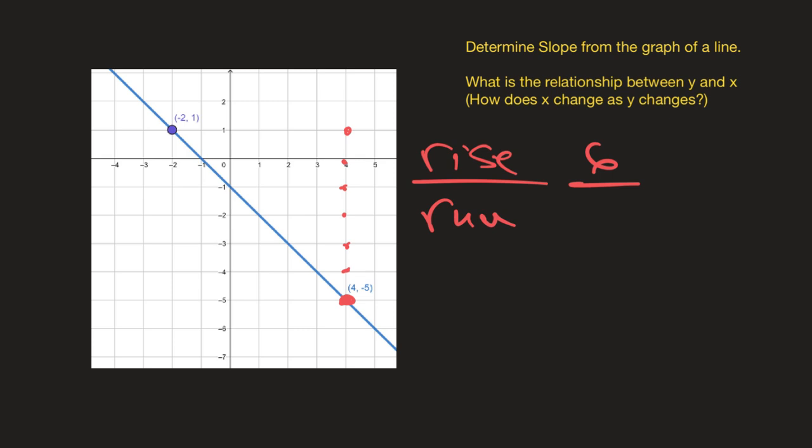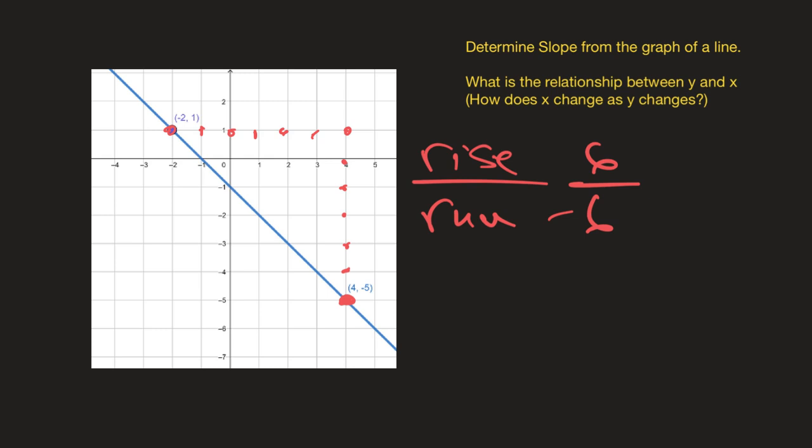Now, once I get there, where am I headed? To the left. 1, 2, 3, 4, 5, 6. That's left 6. Left is a negative direction. Guys, this is a downhill line. A downhill line, I should expect a negative slope. So my answer better be negative. If it's not, I've got a mistake someplace. Okay? Up 6, left 6.